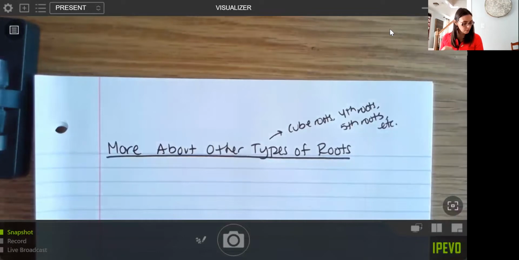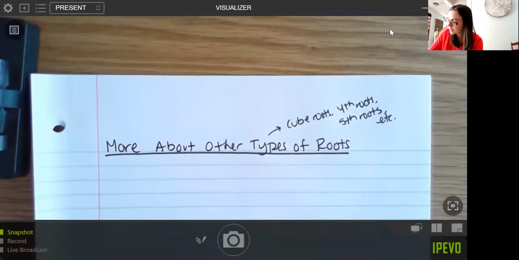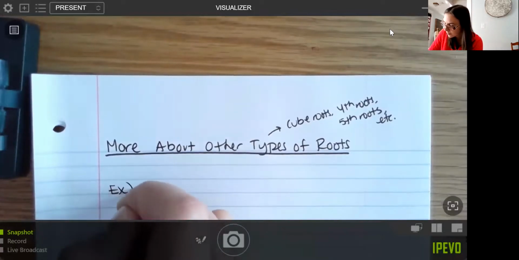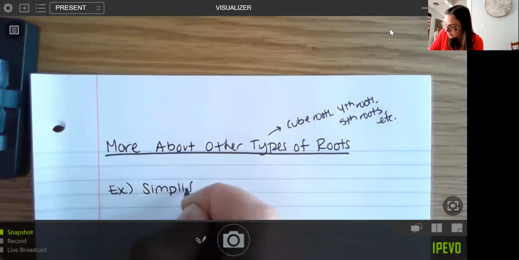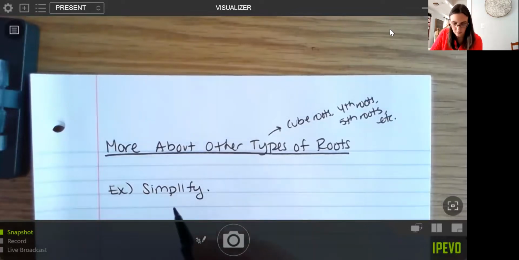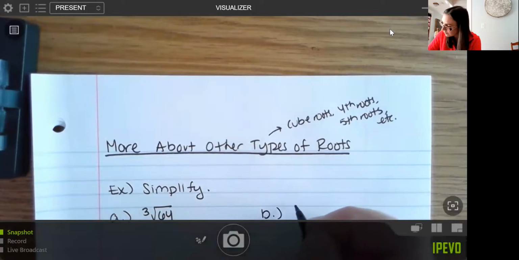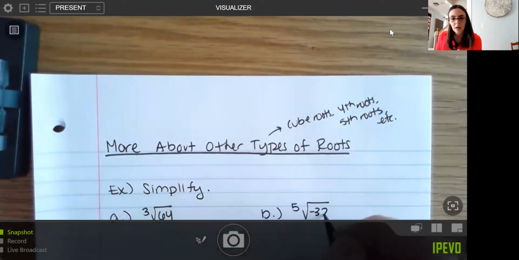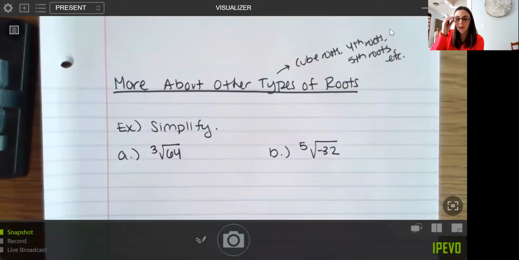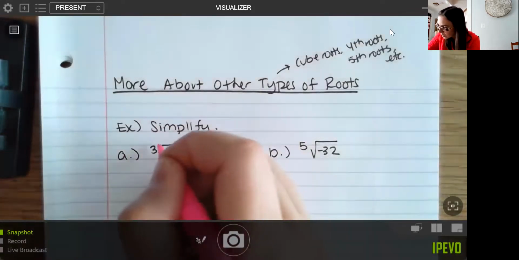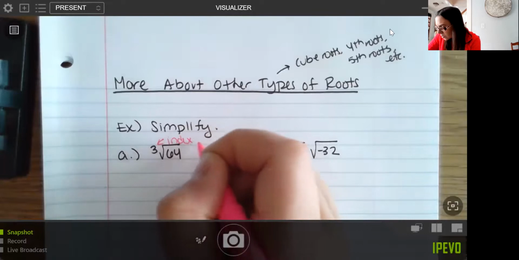All right, so let's go ahead and start with that. Let's just review a couple examples for simplifying. So maybe the cube root of 64 and the fifth root of -32. Remember here, instead of looking for perfect squares, we're looking for perfect cubes or perfect fourths or fifths, depending on what it is. When there is a number written in here, this is called your index. And this is your type of root.